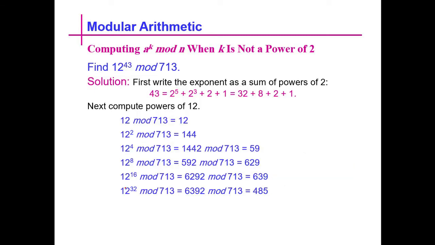Now we see another example in which we compute a to the power k mod n when k is not a power of 2. So we are finding 12 to the power 43 mod 713, and we write the exponent as a sum of powers of 2. That is, 43 can be written as 2 to the power 5 plus 2 to the power 3 plus 2 plus 1. Next we compute the powers of 12.